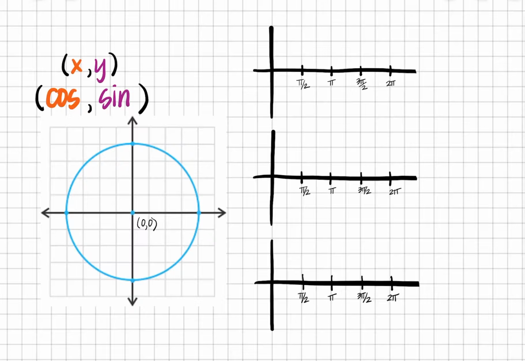Hey everyone, I just wanted to make a quick video reminding you how to graph sine, cosine, and tangent. I wanted to give you my process using just a circle, the unit circle, or just the idea of a circle.